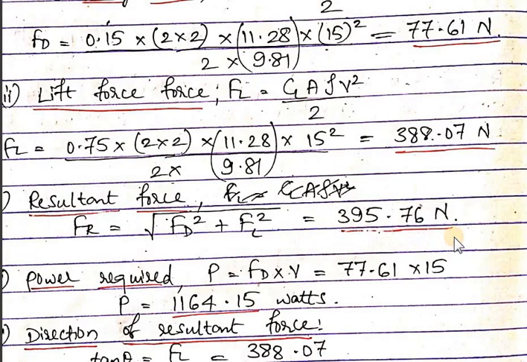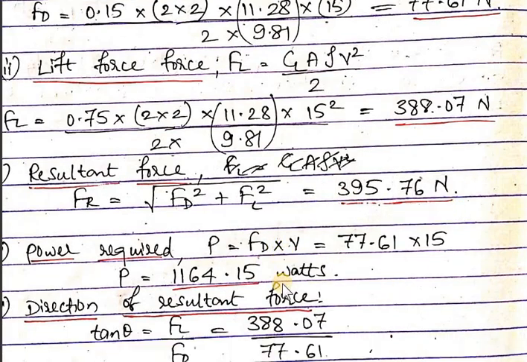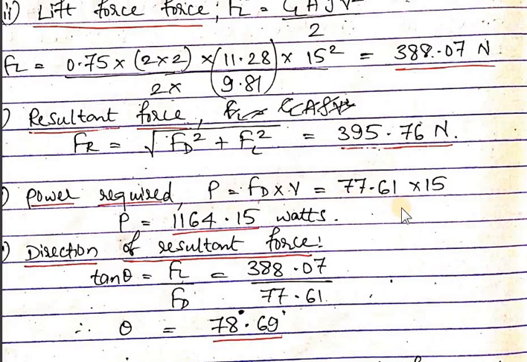Power required. Here we are taking the drag force. So the drag force is how much? 77.61 into the velocity of the body, that is 15. So that will give us 1.164 kilowatts. Then the direction of the resultant force.